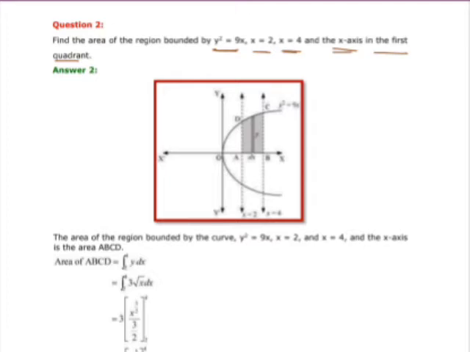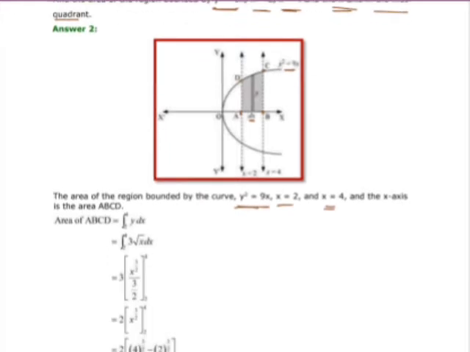So we have plotted the graph here, and we have taken the line x equals 2 here and x equals 4 on the x-axis. So the curve is drawn, it is y square equals 9x. Let us consider a strip of length y parallel to the y-axis and width dx, and let us consider these points as ABCD. So the area of the region bounded by the curve y square equals 9x, x equals 2, x equals 4, and the x-axis, the area of ABCD, is again the integration from 2 to 4 of y dx.